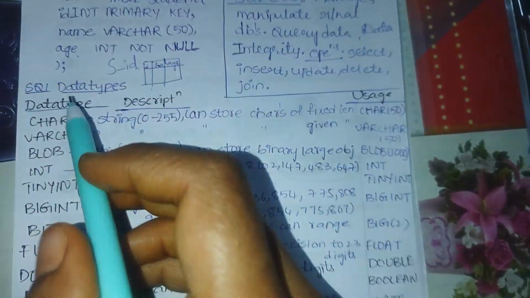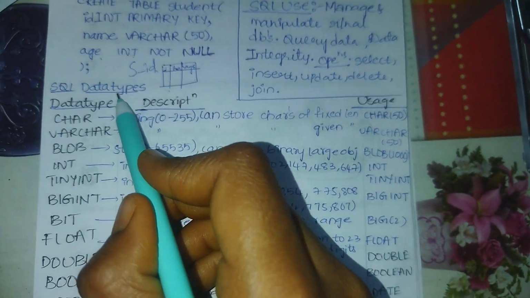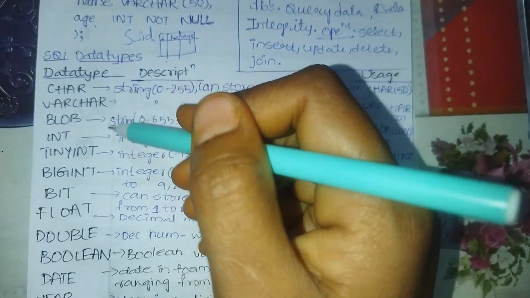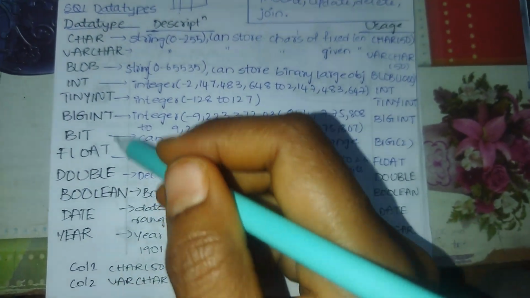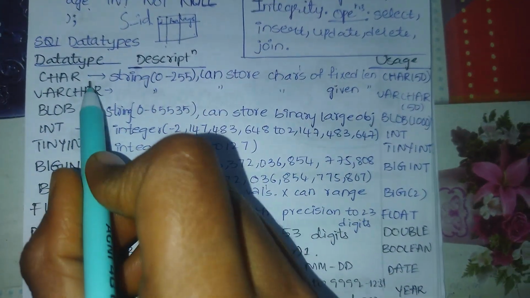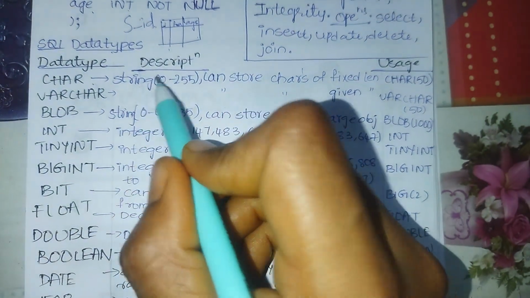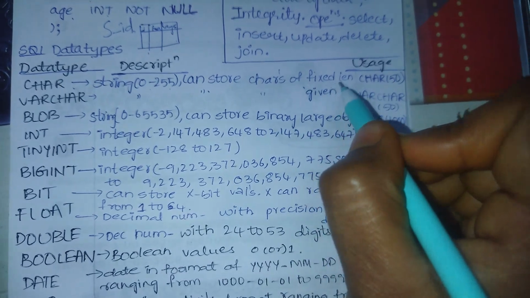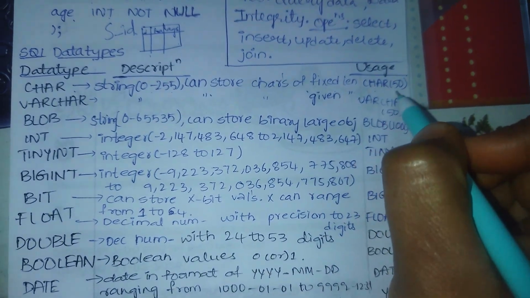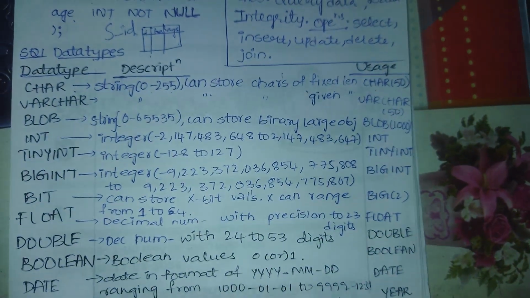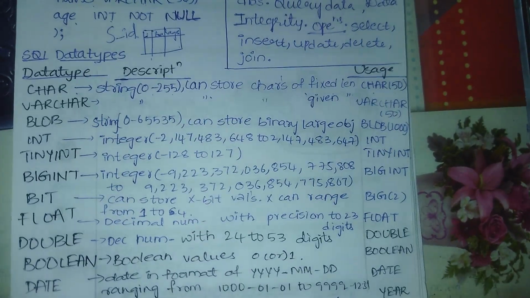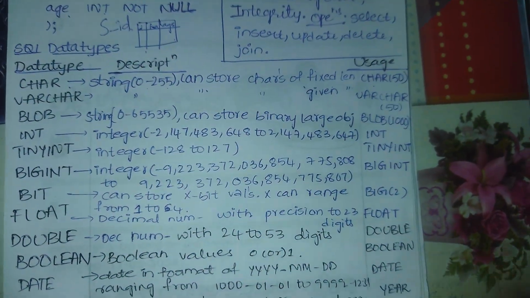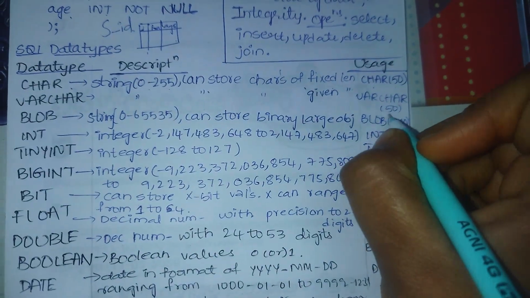Like that. SQL data types. We have some data types in SQL. These are the types of data types we use in SQL. Character is a string between 0 to 255. It can store characters of fixed length, like CHAR(50). VARCHAR, variable character, is the given length for the table creation, like we will represent with 50.